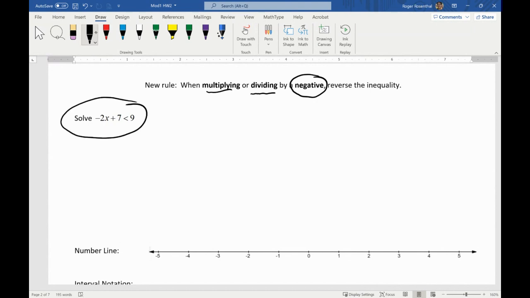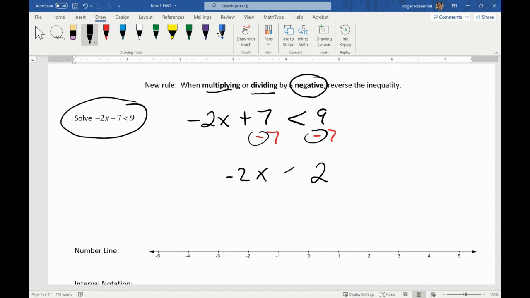We're going to solve this. We're going to solve negative 2x plus 7 is less than 9. I will subtract 7 from both sides. That gives me negative 2x on the left. That gives me 2 on the right. I do not reverse the inequality because I subtracted. That doesn't reverse an inequality.